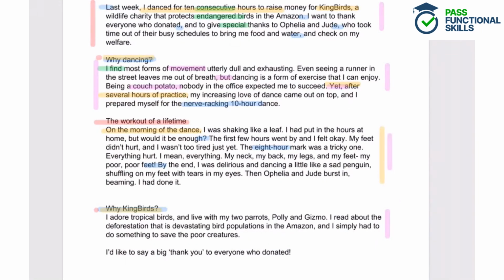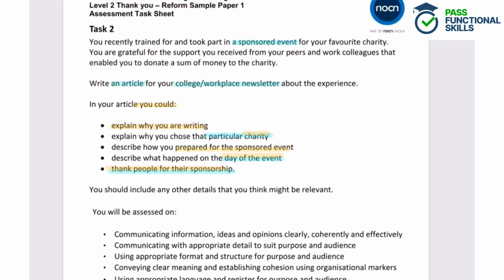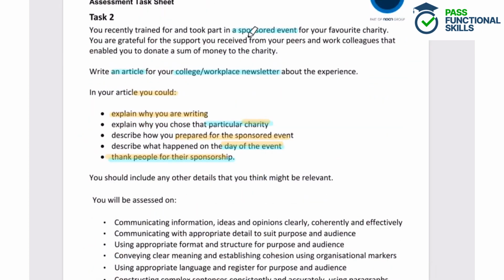Next, let's address a really important part of the marking criteria. So we'll look at the language and register that's been used, and we will see how it has the right kind of tone and style to match up with the purpose and audience. So the purpose for this question was to write about a sponsored event for your favourite charity, and we've been given some bullet points to further explain what the purpose is.